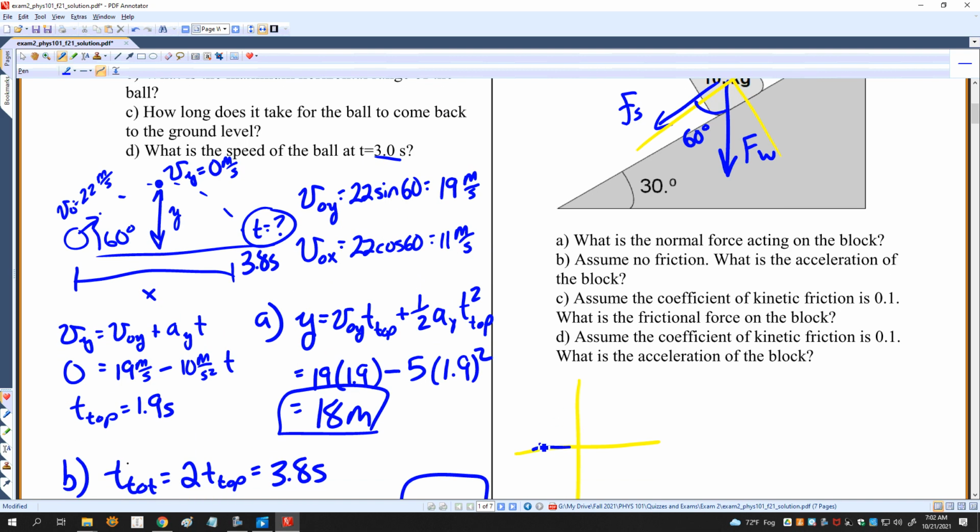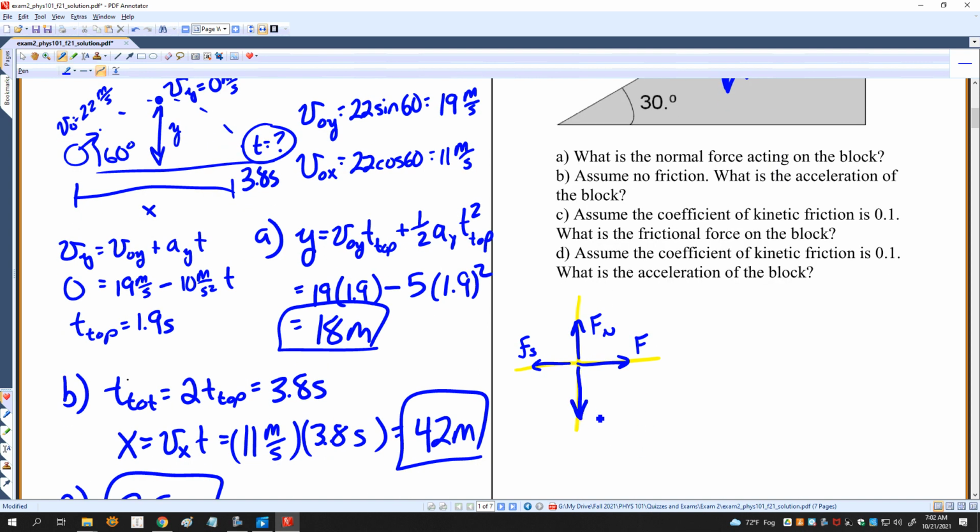So I have Fs, Fn, F, which is equal to 120, and then I have Fw sine of 60, and Fw cosine of 60. All right, so I've drawn my forces, and now I resolve my forces onto the x and y axes.